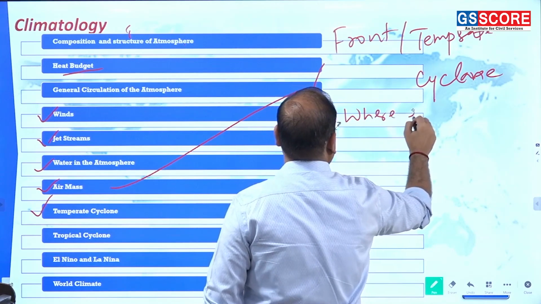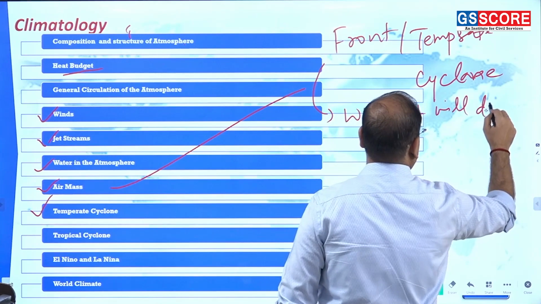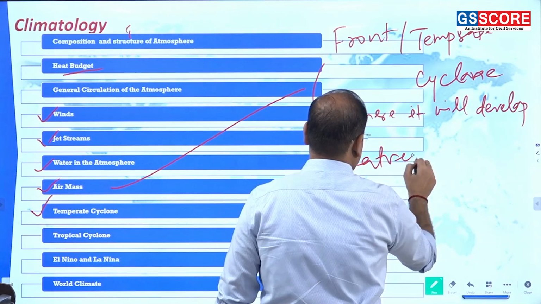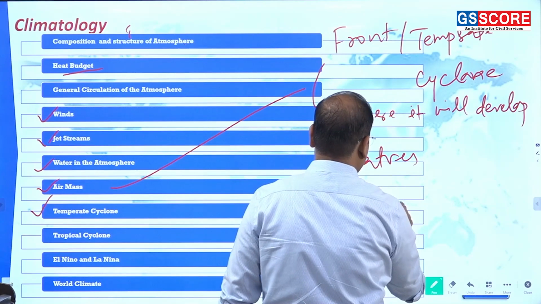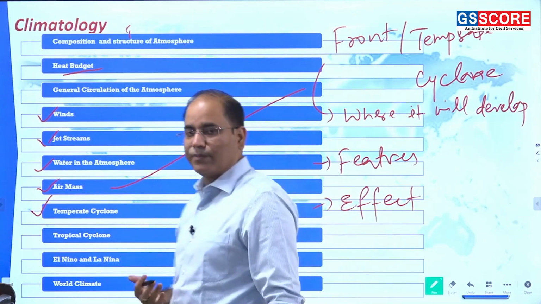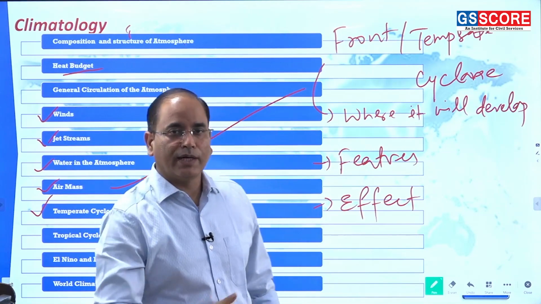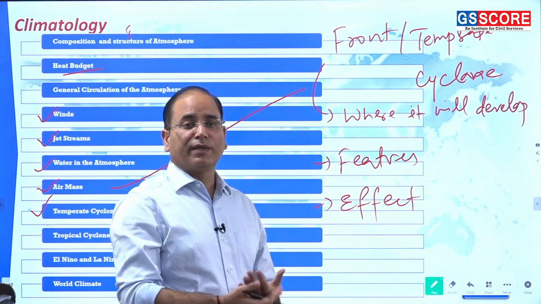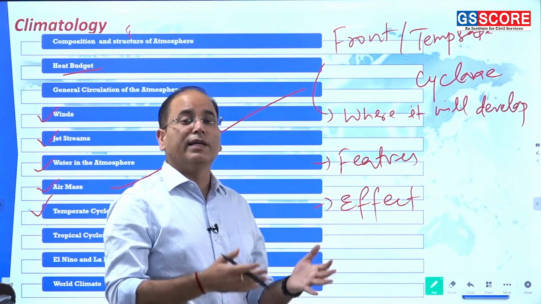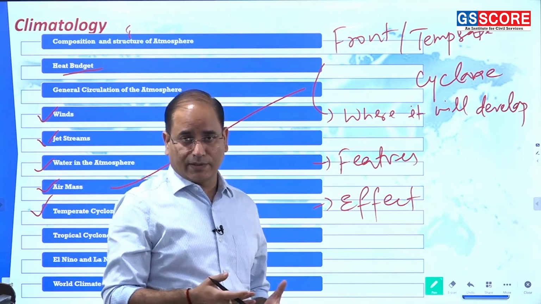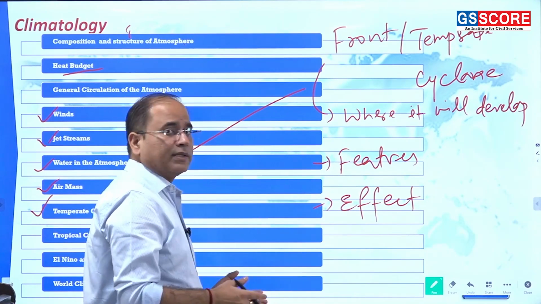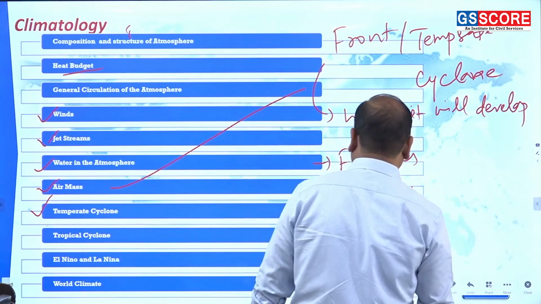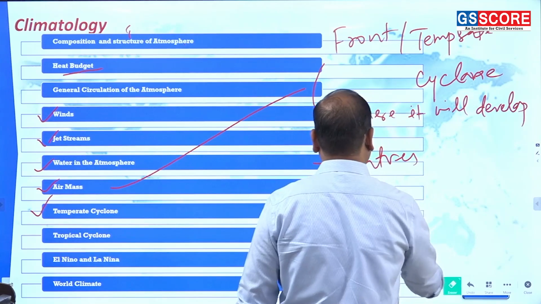Where it will develop. Then features, effect. So features of temperate cyclone, effect of temperate cyclone, where the temperate cyclone will develop and how it will affect the local weather and climate. Like one of the temperate cyclones is primarily affecting the Indian monsoon in the form of western disturbances. So western Indian climate is highly affected by the western disturbances. That is one of the important effects of temperate cyclone.